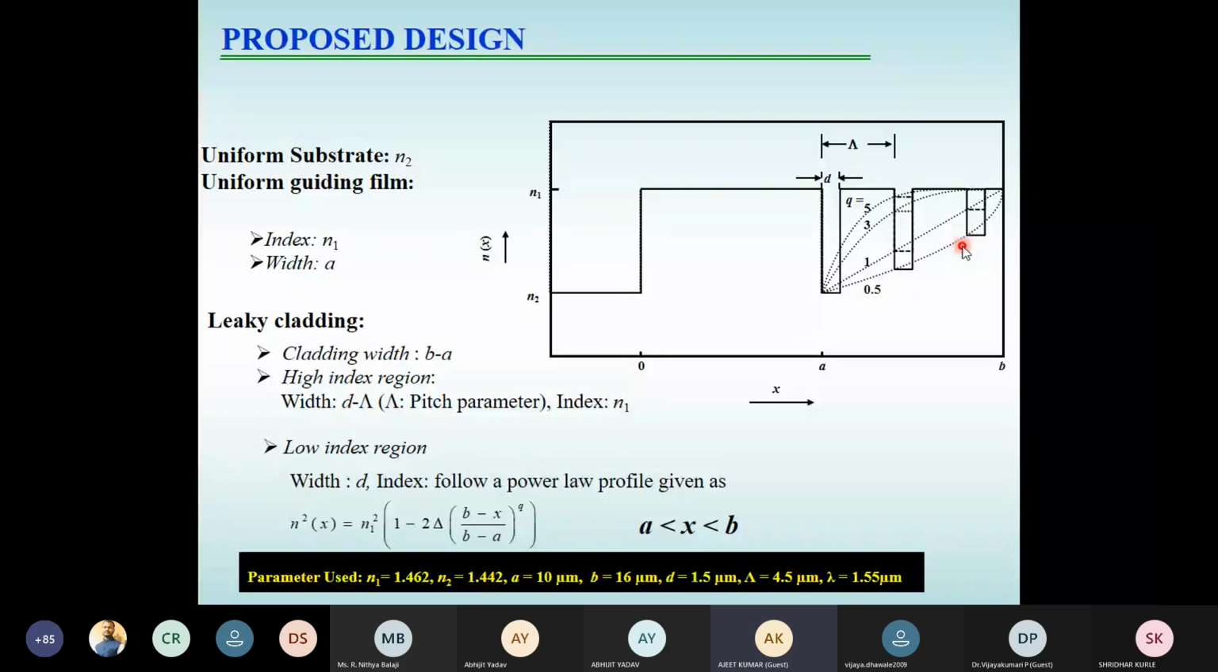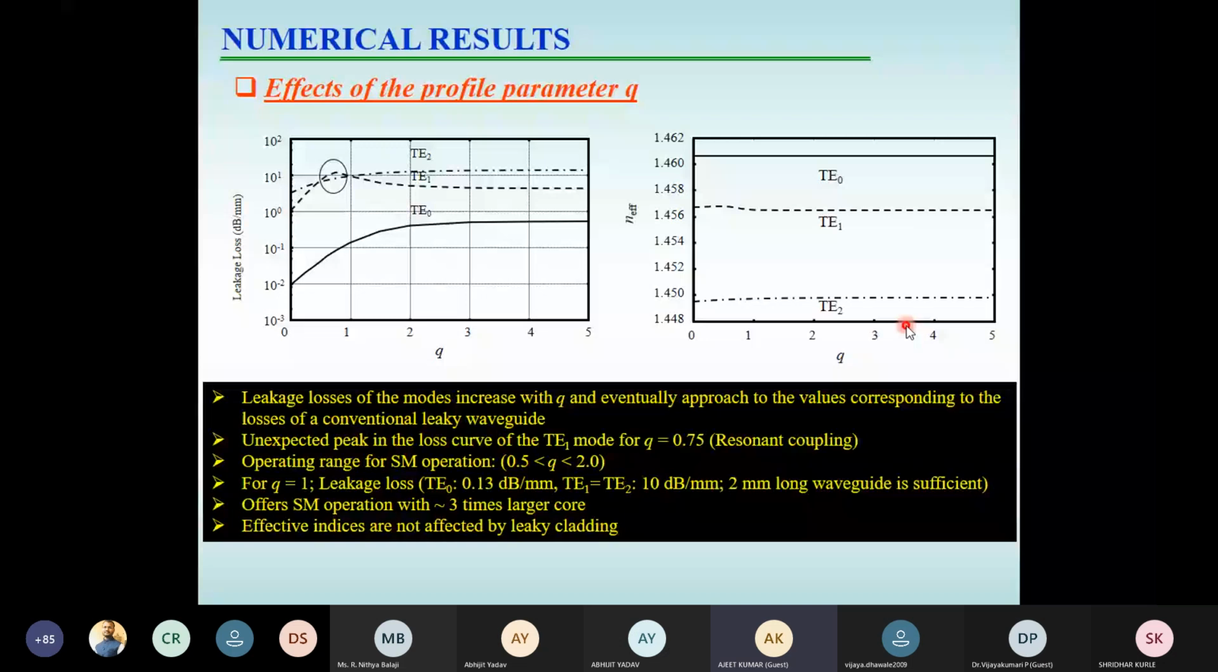Because in principle it is easy to design a stepped index kind of design in comparison to the graded structure. Once we have done it, we need to see what is the effect of this Q profile. If you look at the loss of the fundamental mode, it is increasing and finally settles down. If you look at the loss of the first higher order mode, it is increasing, then it shows a peak, and then it comes down.